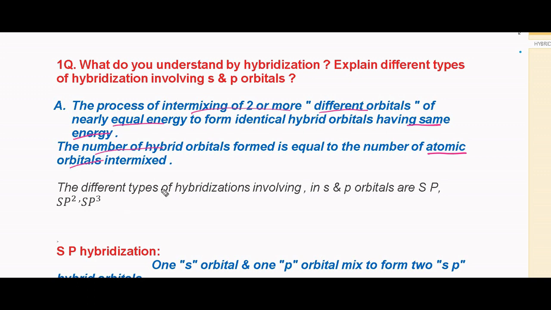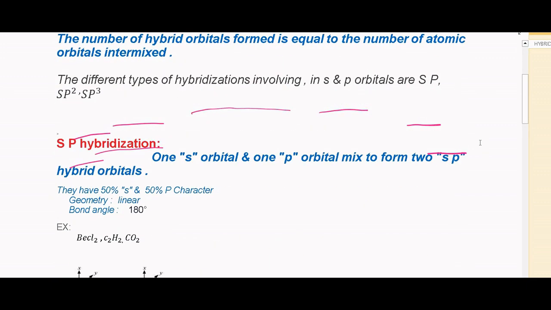How many hybridizations are we learning in this session? We are learning 3 hybridizations. What are those? sp hybridization, sp2 hybridization, sp3 hybridization. So we are good with the definition of hybridization, right? Now we are going to learn the meaning of sp hybridization.